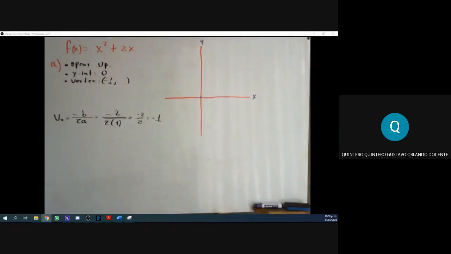Beautiful. How do we find the y coordinate? Absolutely easy. Take the value that you just found and replace it in the function. Evaluate. So evaluating f of negative 1, we will have x squared, so negative 1 squared, and make sure you write these with parentheses. The negatives have to go with parentheses. Otherwise, you're going to have something like this.